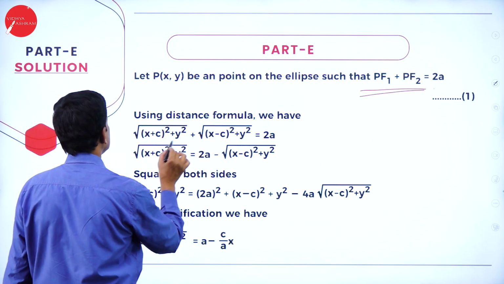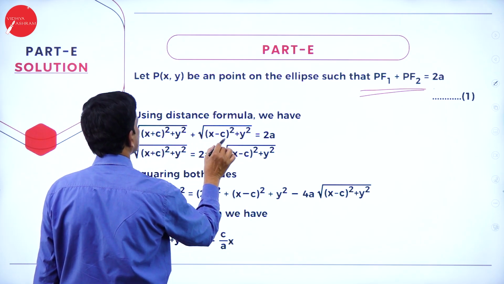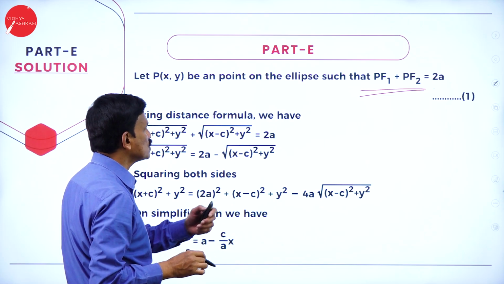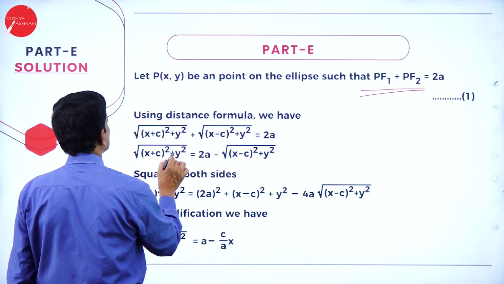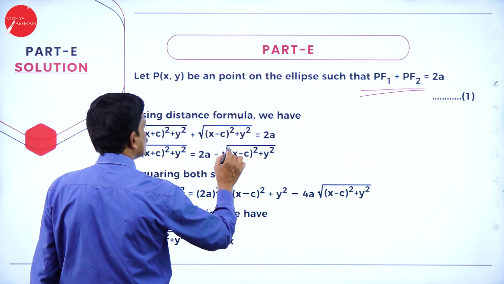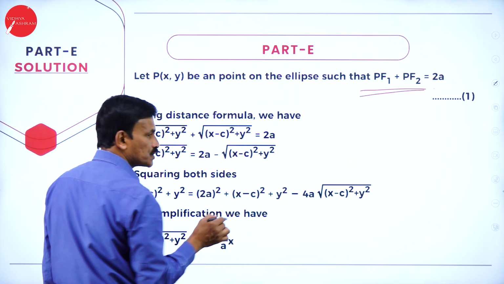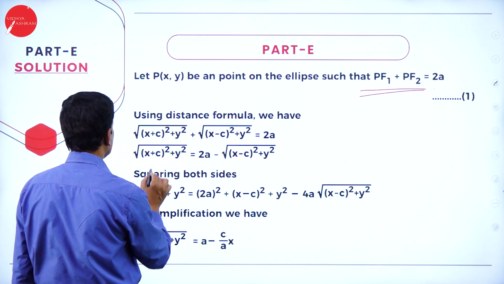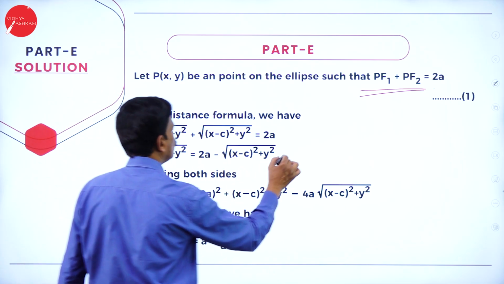So by distance formula, square root of (x plus c) whole square plus y square, plus square root of (x minus c) whole square plus y square is equal to 2a, that is PF1 plus PF2. So square root of (x plus c) whole square plus y square is equal to, transfer this to the right hand side, 2a minus square root of (x minus c) whole square plus y square. Now squaring on both sides, the square root gets cancelled. (x plus c) whole square plus y square is equal to (a minus b) whole square.